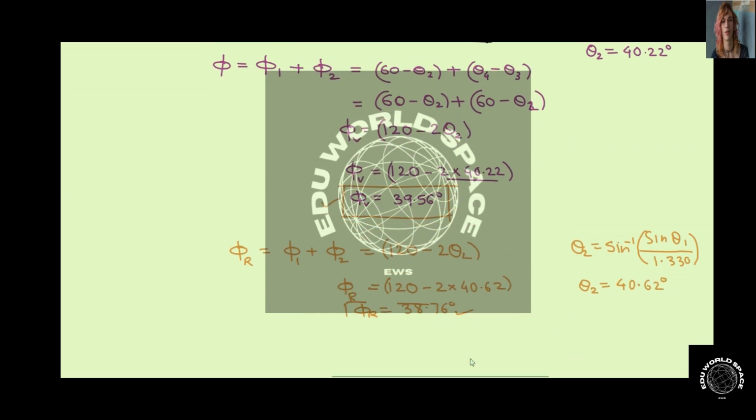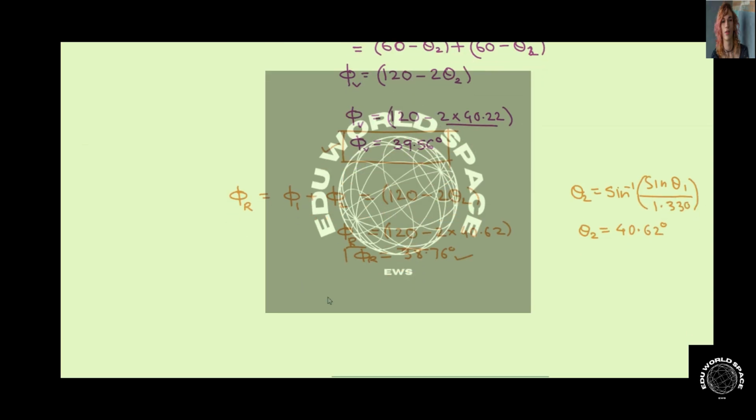Now we are asked here to find the change in angle of deviation for red and violet. So let me subtract these two values of angle of deviation of violet and red. Plugging their values in this relation, that is 39.56 minus 38.76, I will get the answer, 0.8 degree. So this is what we have, the difference in angle of deviation for violet and red when they are incident and emerge from the surface of the spherical drop.